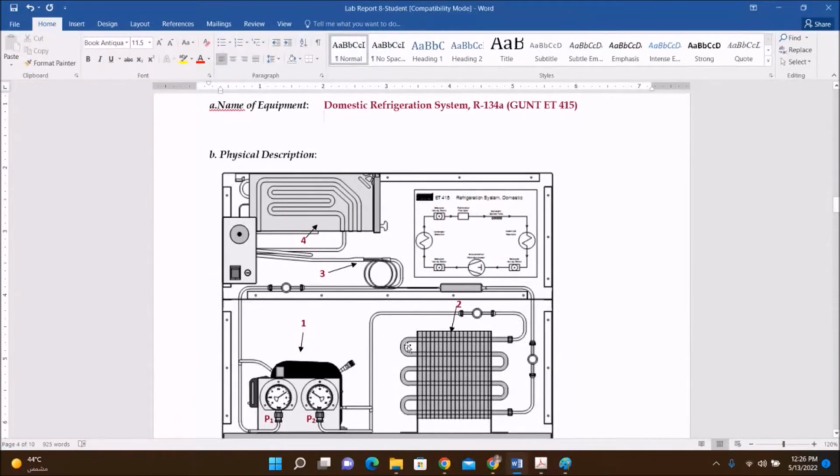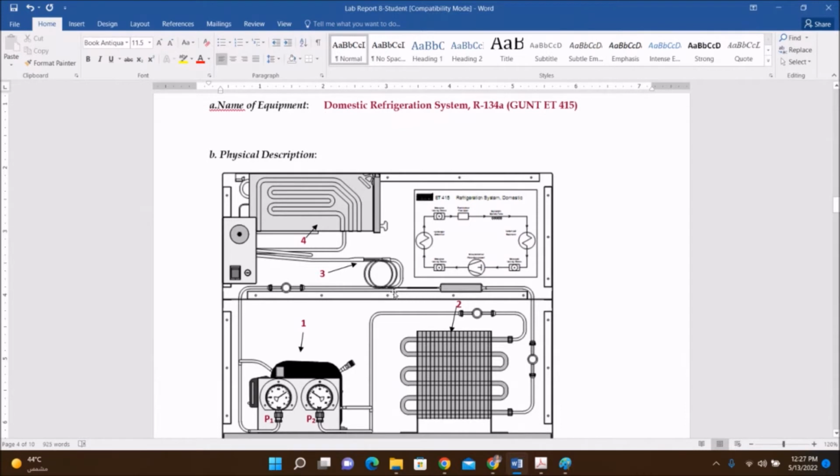Here the vapor starts losing temperature. When it reaches the saturation temperature, it will start converting to liquid. So here you will get all liquid, completely, only liquid. This liquid passes through.